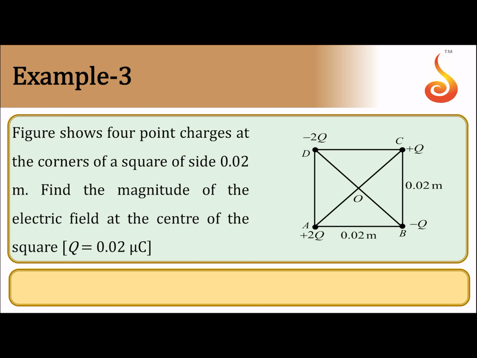Yep, what do we have here? We now have a square. What is the side of the square? 0.02 meters. You have a square of side 0.02 meters. There are 4 charges, so it's not 2, you have 4 charges. You have plus q, minus q, plus 2q and minus 2q on the corners of the square. You want to find the magnitude of the electric field at the center O. What is the electric field at O, equal to how much?